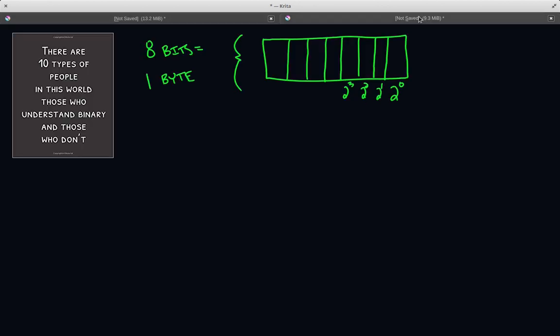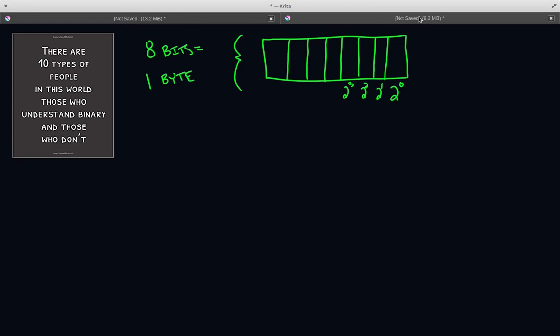Then I just want to explain one other thing. So you'll see this t-shirt every once in a while. It was popular when I was young, back when dinosaurs roamed around. But there are 10 types of people in this world, those who understand binary and those who don't. So you'll see this fairly often.